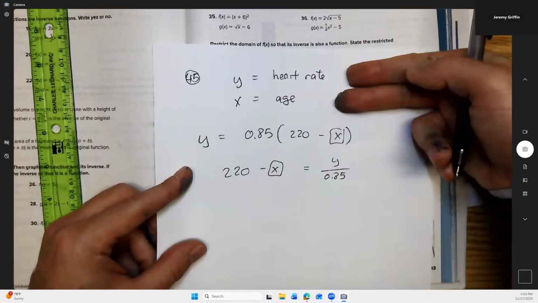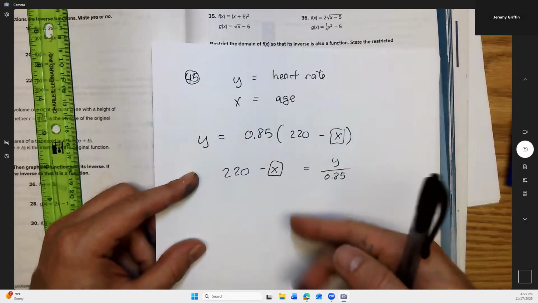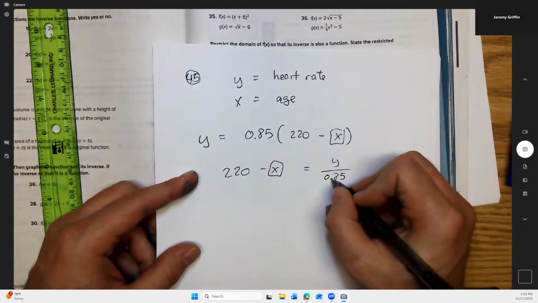Now the meanings are still the original meanings. That's why I'm leaving x and y as their values. So y is still heart rate and x is still age. But now I'm just solving for x in terms of y. That's still an inverse relationship.